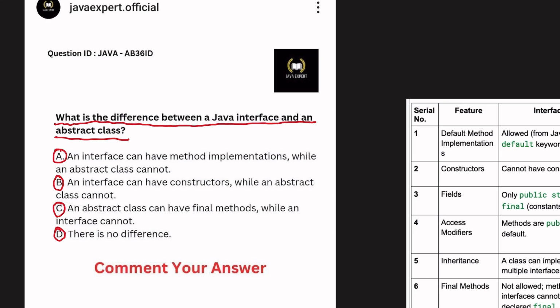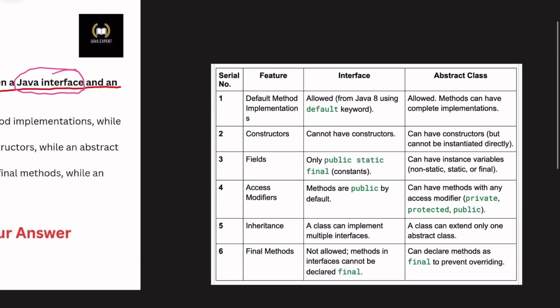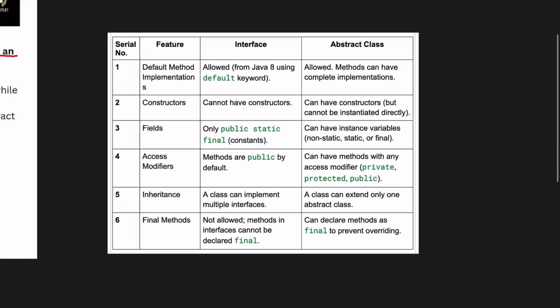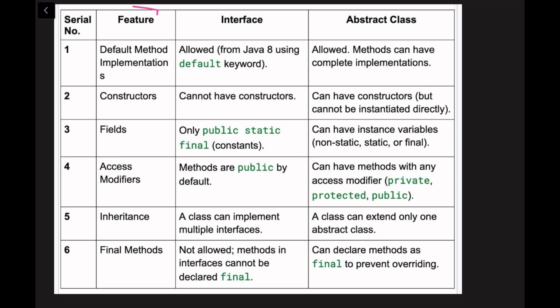Okay, let's check all these options one by one. But before that, let me tell you some features of a Java interface and an abstract class so that you can easily recognize which option is correct. Let me talk about the detailed comparison of Java interfaces and abstract classes. Here we talk about features, then interface, then abstract class.